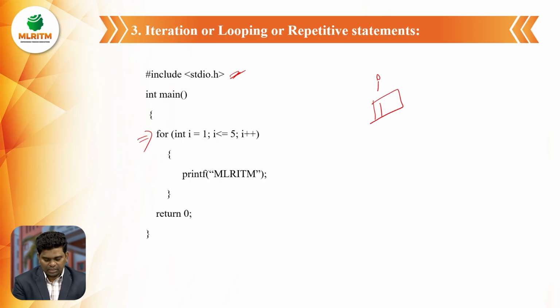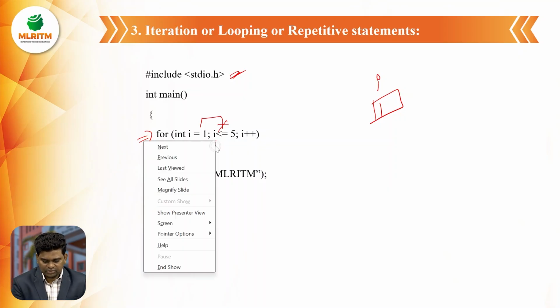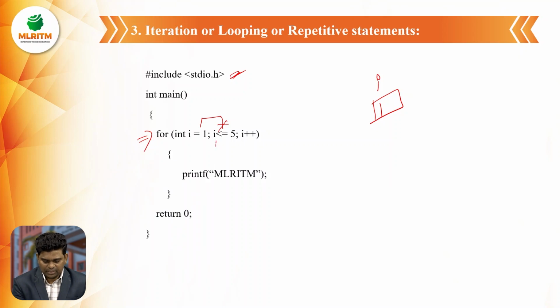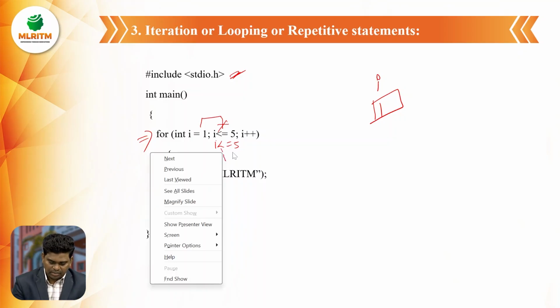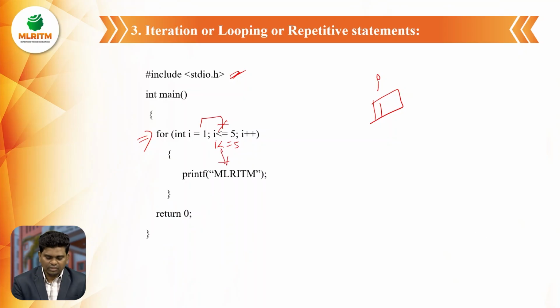Then the compiler goes to the conditional part. The conditional part is i less than or equal to 5. In memory, 1 is there in place of i, so we can simply replace i with it. That is 1 less than or equal to 5. Now the compiler checks whether this is true or false. 1 less than or equal to 5 is true. So when the condition is true, the compiler enters into the body of the for loop.